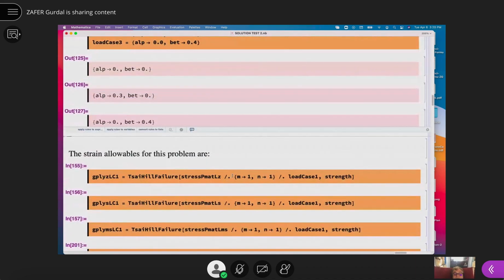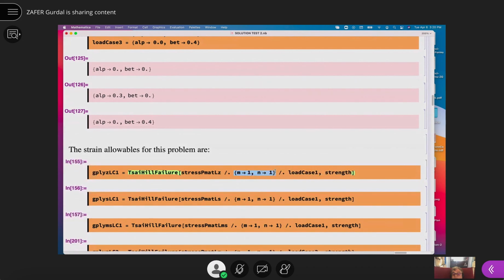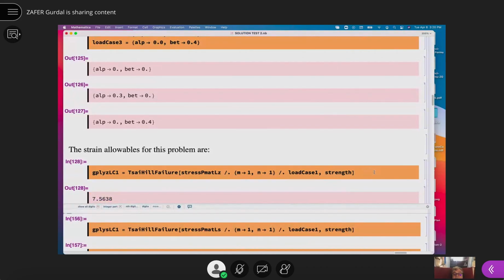And if I take psi hill and put m equals 1, n equals 1, and put load case in there, these are the stresses that I'm sending into psi hill failure. And this is going to produce only one number. This is one number for the 0 degree ply, and the strength is given here. And that's 7.56. So way too high, violated.